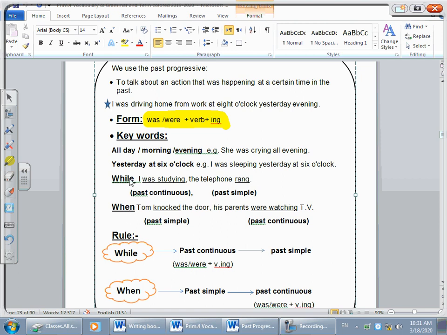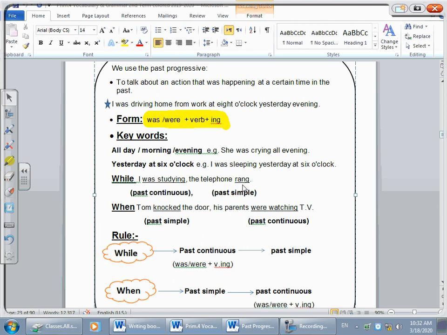These are two key words of the past progressive, while and when. Let me tell you something, guys. While and when should be present in a sentence that has two actions. One happened and then another action cut it. For example, if I have a sentence like, I was studying, the phone rang, for example. Which one is the past continuous or the past progressive and which one is the past simple?